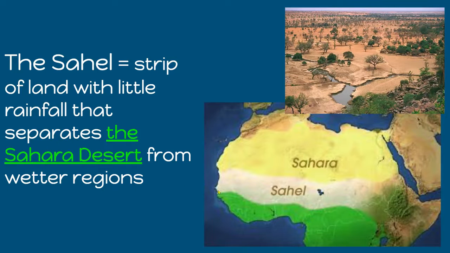This region is also called the Sahel. Sahel is actually an Arabic word that means coastline. So it's the coast of the Sahara. It basically is the strip of land that is semi-dry, that separates the Sahara Desert from the rainforest, right? So our West African kingdoms are going to live here in the Sahel, bordered by the Sahara on one side and the rainforest on the other.